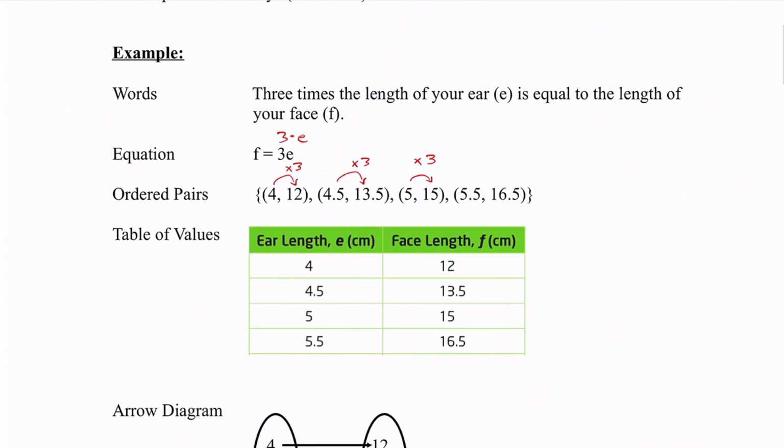Then we have our table of values. For these, you're going to have your independent variable on the left, and your dependent variable on the right. To get from one side to the other, it's just multiplying by 3. These are the exact same numbers, as you can see, as what we had up top. They're the exact same down here. So that's our table of values.